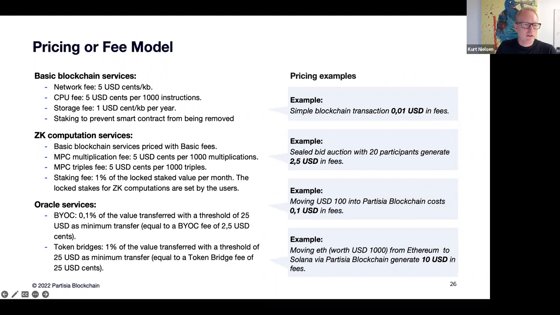And then it becomes a little bit more difficult to see what it costs, because you really need to know what you are computing. So here's an example of a CLB auction with 20 participants. They're bidding, maybe it's a second price auction, and that will add up to $2.5 in fees, which is not a lot.